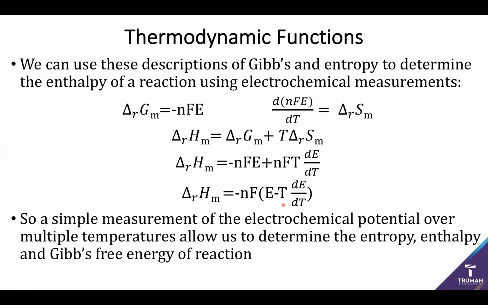This means that if I do a simple measurement of electrochemical potential for a reaction over multiple temperatures, I can go ahead and more or less take my potential and then subtract out this gradient term, and this will let me determine the enthalpy, entropy, and Gibbs free energy of reaction. And this is an incredibly powerful set of tools, which provides a good source of how we can determine the thermodynamic functions for a set of redox reactions.